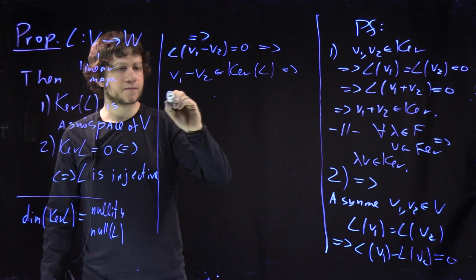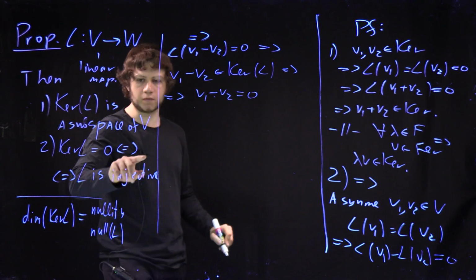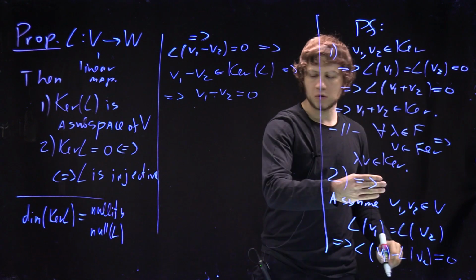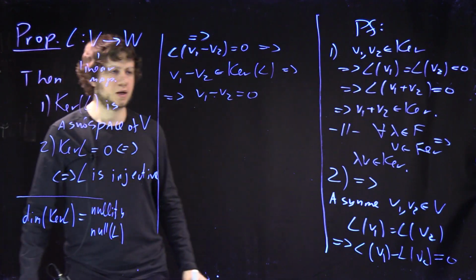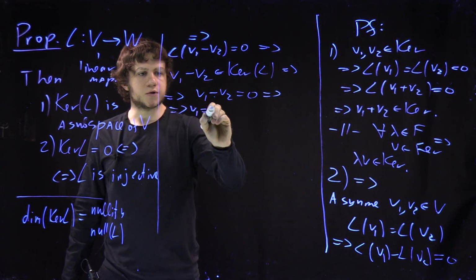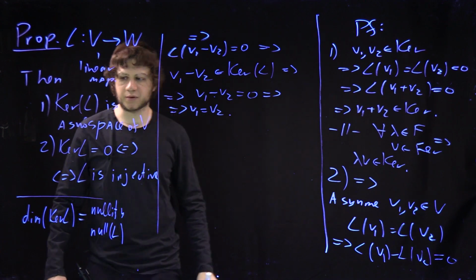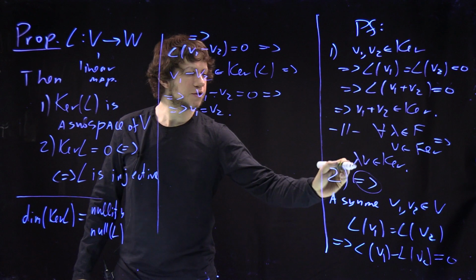And then V1 minus V2 equals 0, because we proved this direction. So the kernel is 0, we assume that and prove it's injective. And this, of course, means that V1 equals V2. So that's it. Very simple. And backwards, so this is the first part.